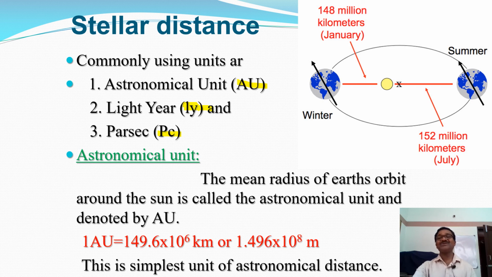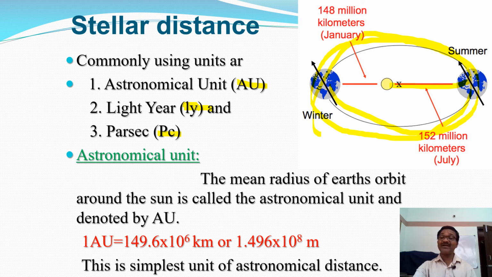As you know, friends, the Earth revolves, so look at this picture, around the Sun in a particular orbit. In winter, in this picture, it is 148 million kilometers, and in summer it is 152 million kilometers from the Sun. From these two numbers, the average is considered as one astronomical unit, which is 149.6 into 10 raised to 6 kilometer, or 1.496 into 10 raised to 11 meter.